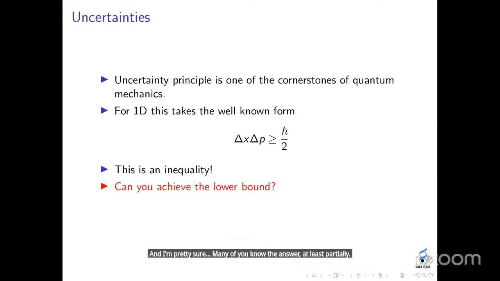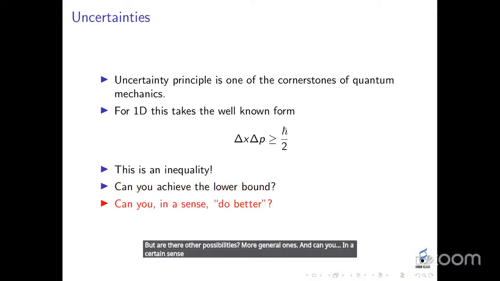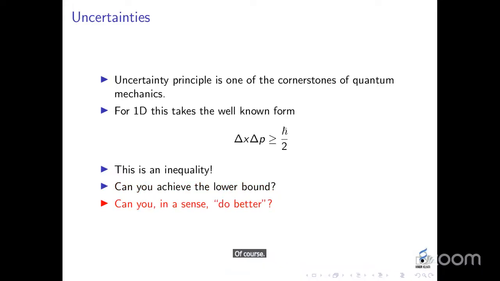You know that the ground state for a harmonic oscillator does have the correct uncertainty bound. That is, if a particle is in the ground state of a harmonic oscillator, then its uncertainty product for position and momentum is exactly equal to h cross by 2. But are there other possibilities, more general ones? And can you, in a certain sense, do better? Of course, we will explain what that sense is later on.